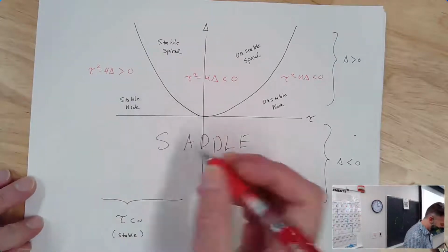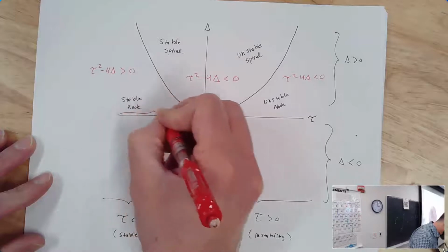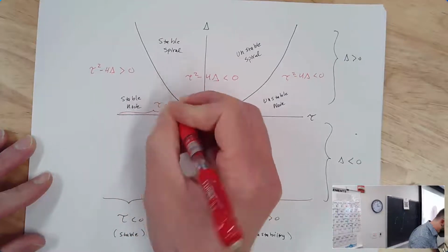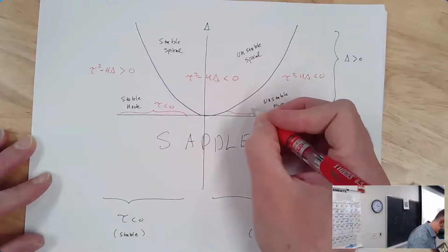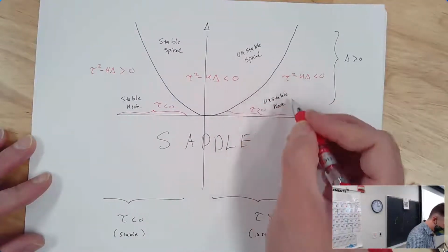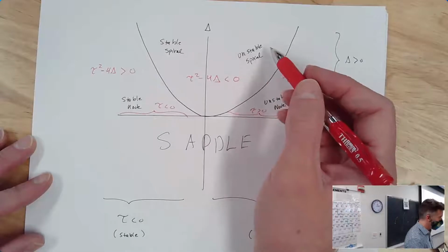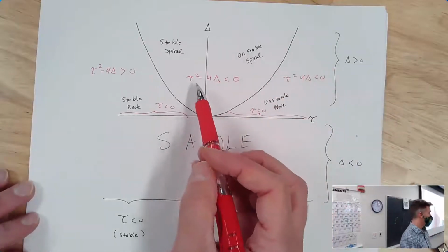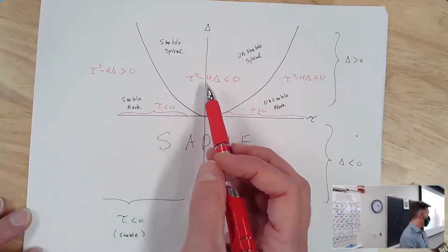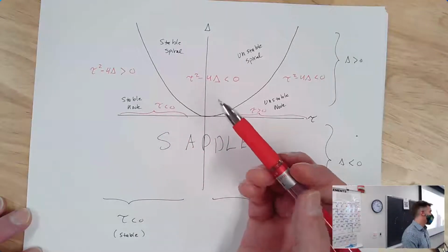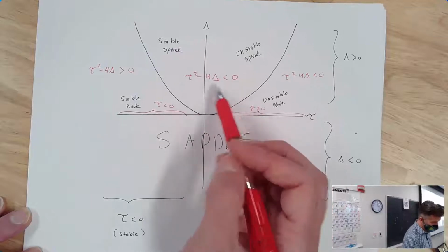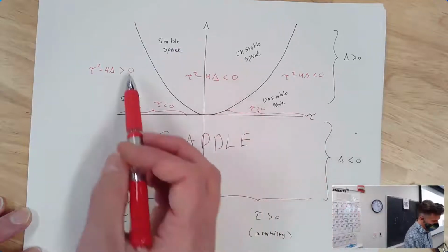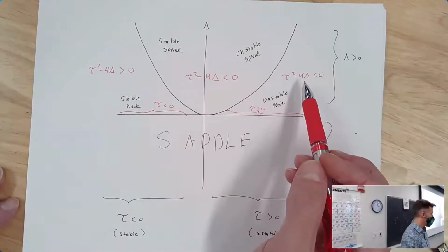So if your trace is negative, it's either a stable node or a stable spiral. If your trace is positive, it's either an unstable node or an unstable spiral. And then you have to determine if it's a spiral or a node by determining if your eigenvalues are complex or real. Complex if the discriminant's negative, real if the discriminant's positive.